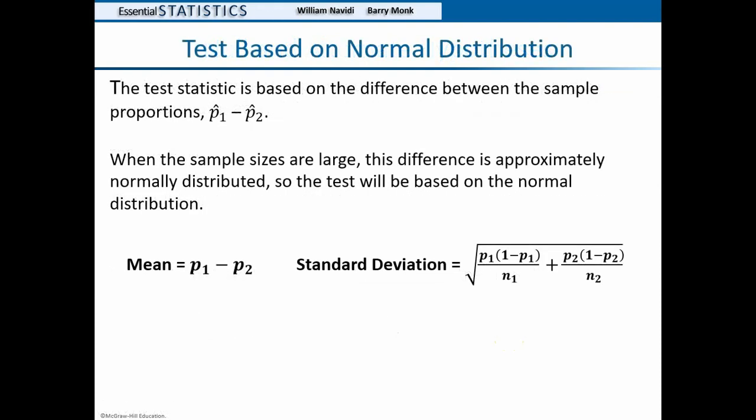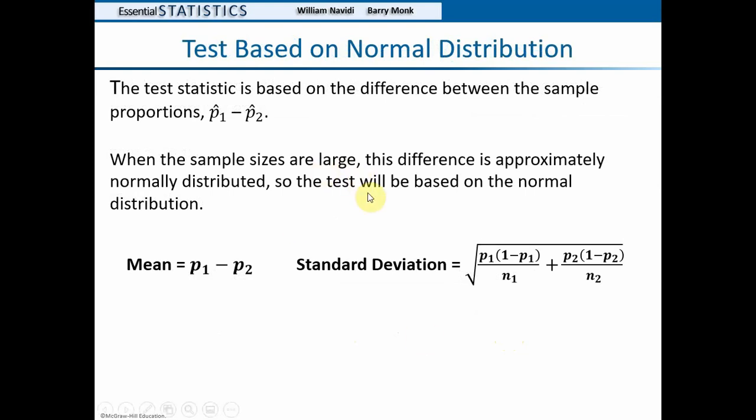So the test statistic is based on the difference between the sample proportions, P1 hat minus P2 hat. We're going to assume that there is no difference, so we're going to assume that P1 minus P2 is equal to 0. They're the same, so the difference would be 0.